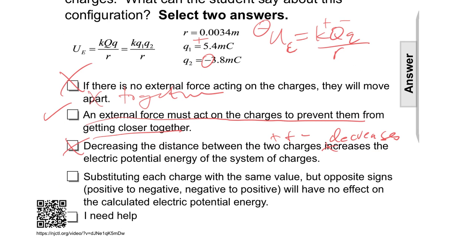Substituting each charge with the same value but opposite signs will have no effect on the calculation. Yeah, that's true, because if you switch these two signs around, that's not going to affect either the value, the magnitude, or the sign. So that one's correct.